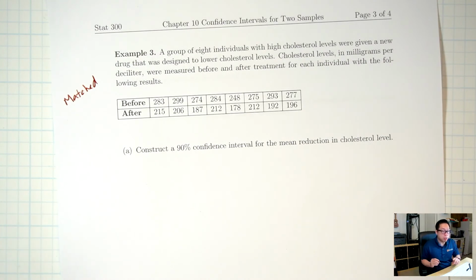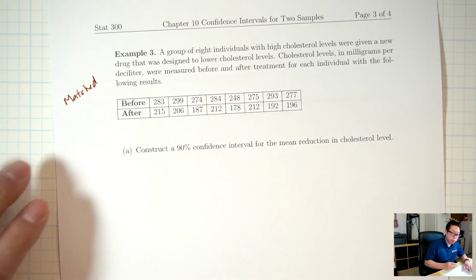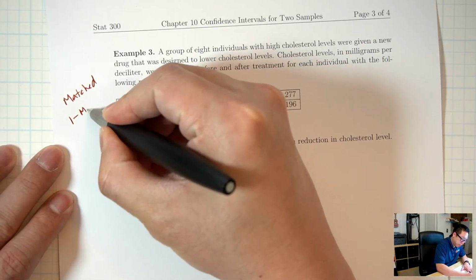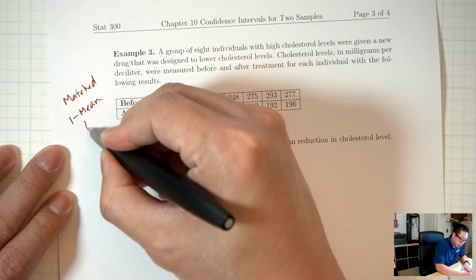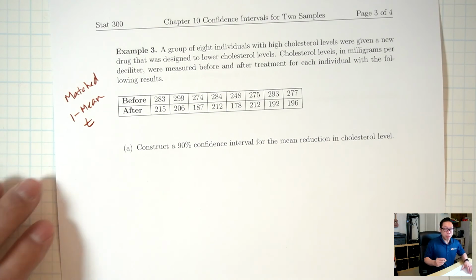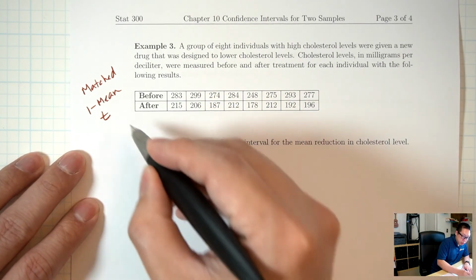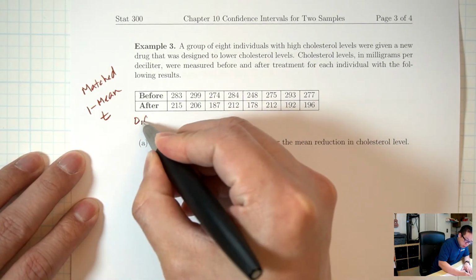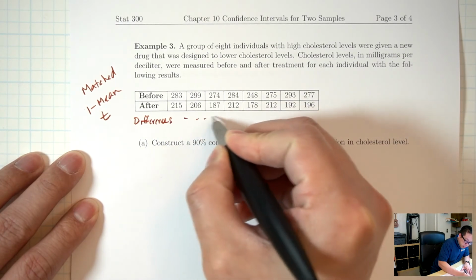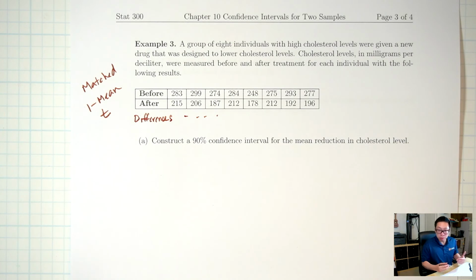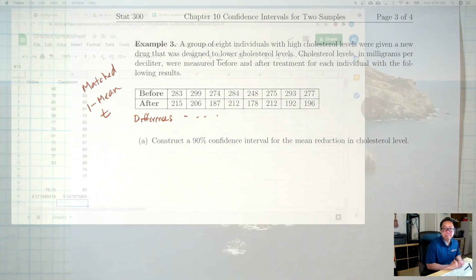And for matched situations, we do this as a one mean. And then to remind myself, means, I should be using t's. And the reason why it's one mean is because if it's matched, what you're actually going to do is find the differences and then work with the differences. So that's your one sample that you're going to work with. So let me switch over to Google Sheets and enter this data.